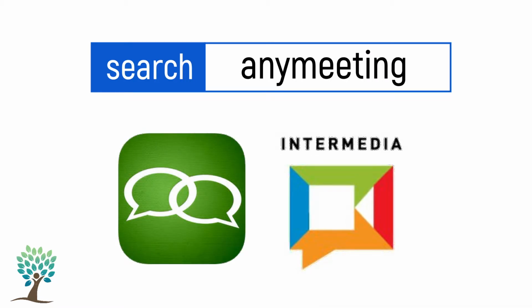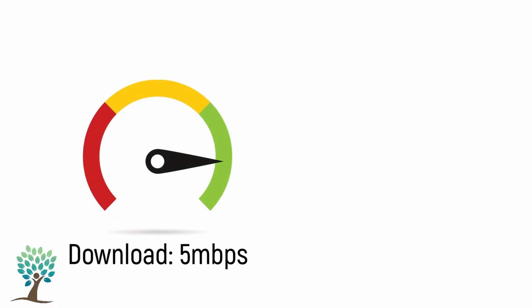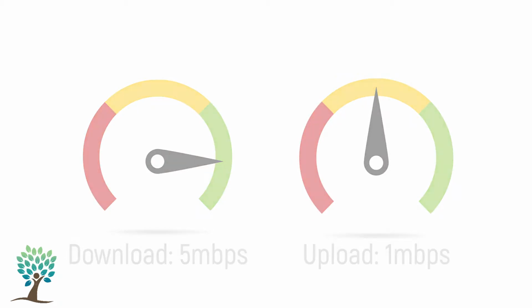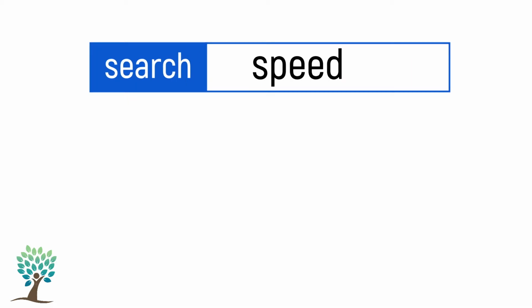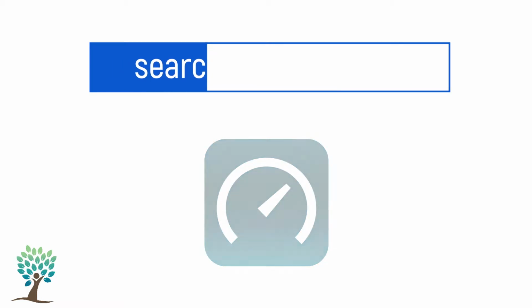If you plan to use a phone or a tablet as your device for the meeting, please be sure you have dependable data coverage or you're using fast Wi-Fi. You will need a minimum of 5 megabits per second download speed and minimum of 1 megabit per second upload speed. If you do not know your Wi-Fi speeds, you can go to your app store and download the Speed Test app and run a test.